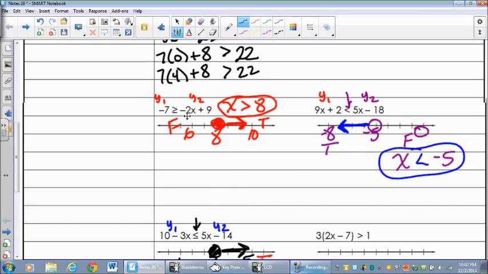I just realized something. Right here, the one above it, your inequality was not precise. Do you see what I missed? The equation here was solid, so that means this has an equals also attached to it.